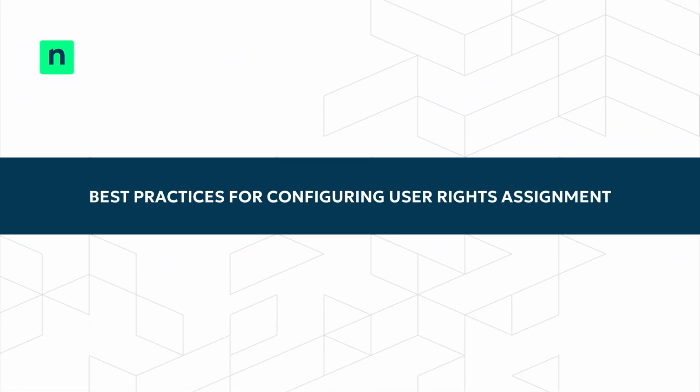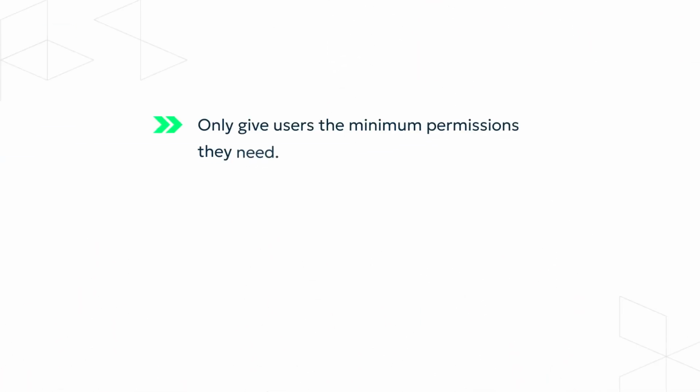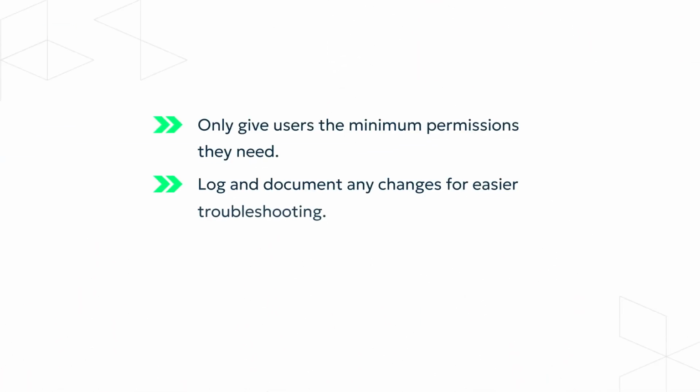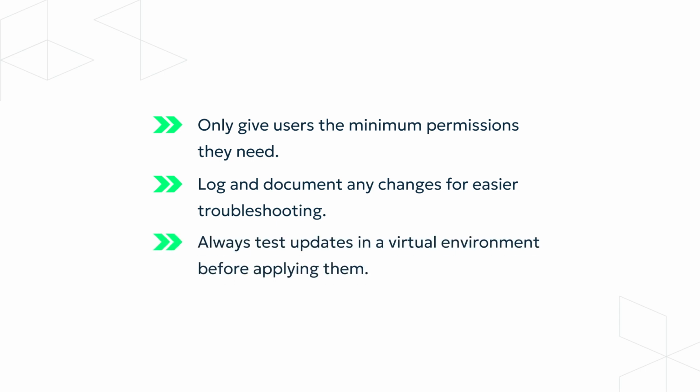Best practices for configuring user rights assignment to keep your system secure: only give users the minimum permissions they need. Log and document any changes for easier troubleshooting. Always test updates in a virtual environment before applying them to avoid disrupting access or system functions.